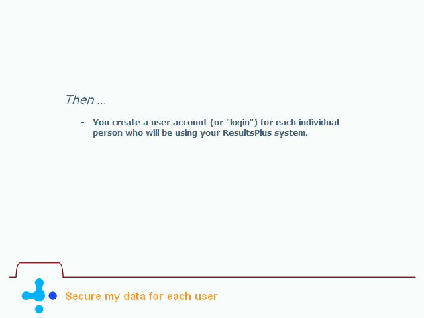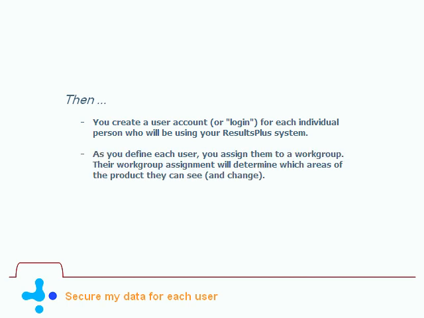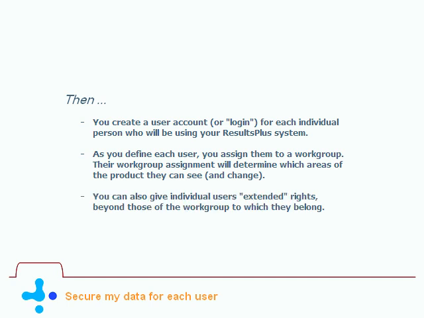Then, you create a user account or login for each individual person who will be using your ResultsPlus system. As you define each user, you assign them to a work group. Their work group assignment will determine which areas of the product they can see and change. You can also give individual users extended rights beyond those of the work group to which they belong.